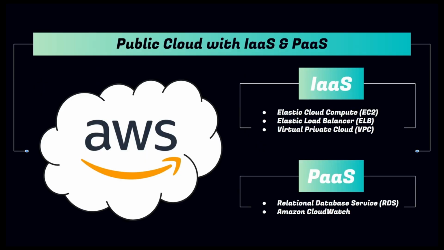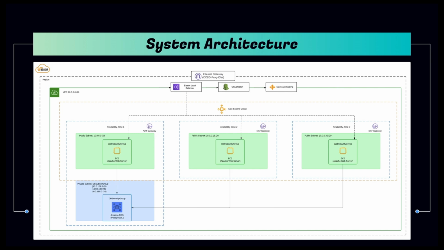Moving on to cloud architecture, we have chosen to incorporate both IaaS and PaaS deployment models using services provided by AWS. This is our system architecture diagram with a VPC spanning 3 availability zones for high availability. We have an EC2 instance running Apache in zone 1 to handle web traffic. We have also configured auto-scaling to dynamically adjust the number of EC2 instances based on demand, launching additional instances in other zones when needed. The traffic is then distributed by Elastic Load Balancer, and each zone has a NAT gateway for secure outbound traffic. Lastly, our RDS instance running PostgreSQL is in a private subnet, securely connected to the EC2 instances for reliable database access.